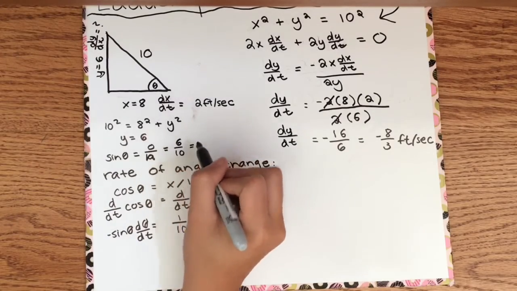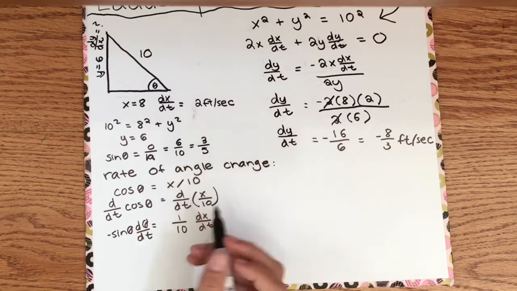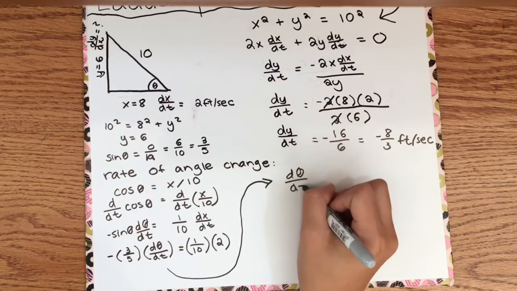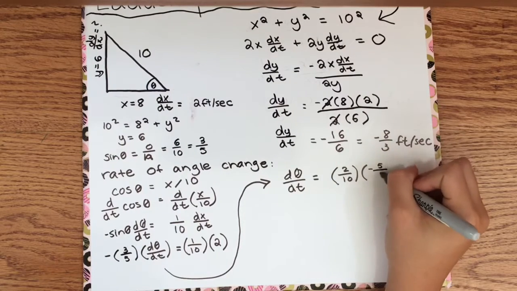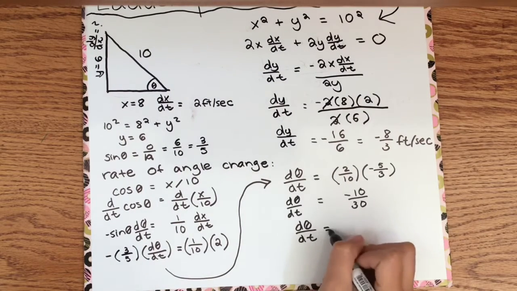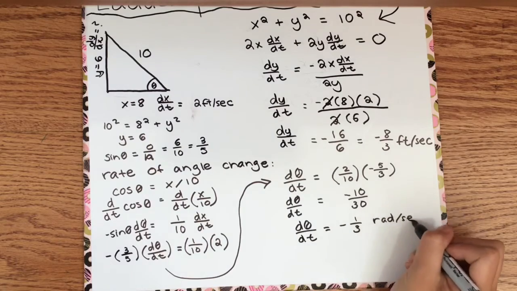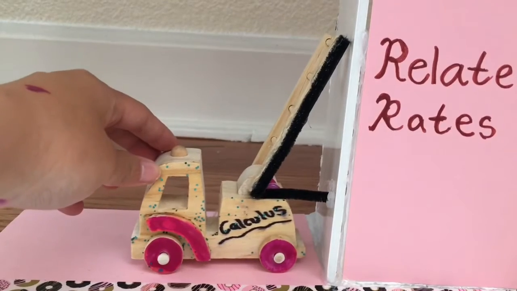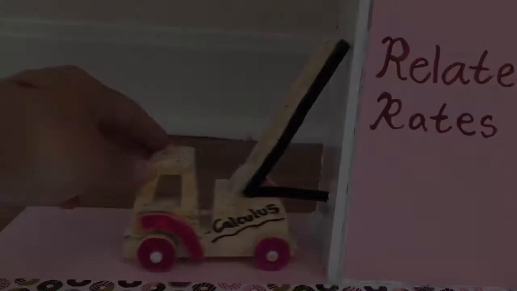Because sine is opposite over hypotenuse, we can go back to our picture to get 6/10 or 3/5. Now we can plug everything into the equation. This gives us the rate that the angle is changing, which is negative 1/3 radians per second. Today we conquered two very popular related rates problems. Thanks for watching.